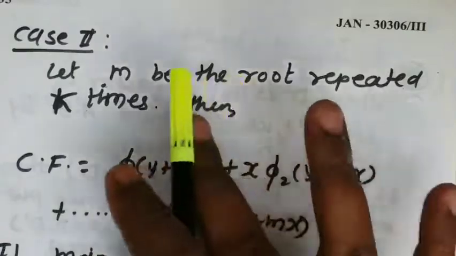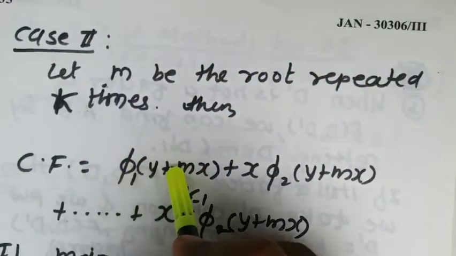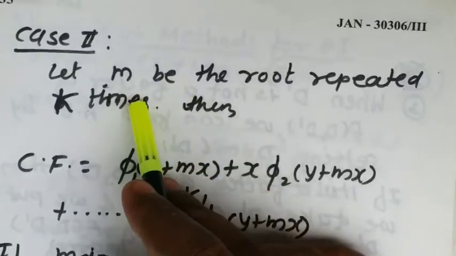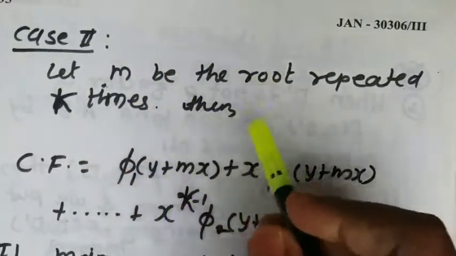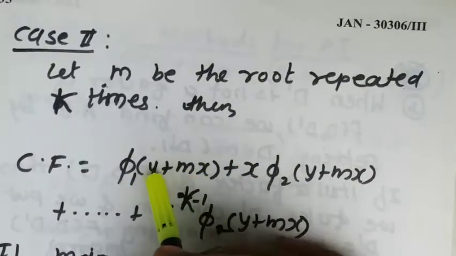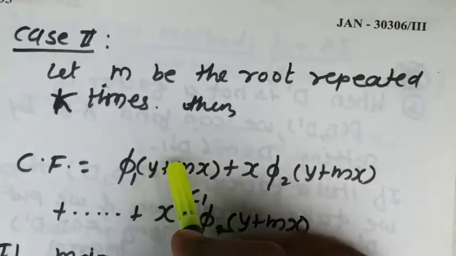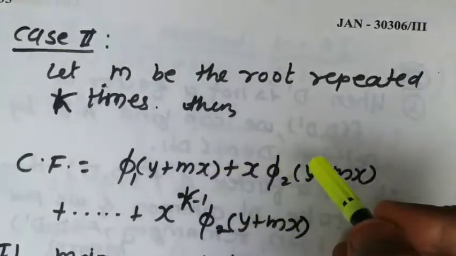In that case, for that root which is repeated k times, CF can be written as phi1 of y plus mx. K times repeated means total k functions will be there, phi1 to phi k. Okay, total k functions we have to write. And how are we going to write them? Y plus mx. So in every bracket we'll have y plus mx, y plus mx, y plus mx, because the m is the same root we repeated r times.